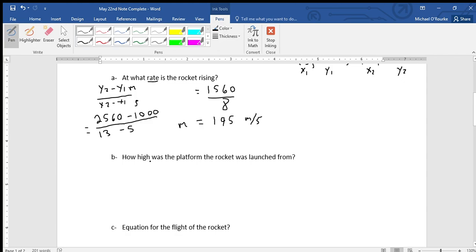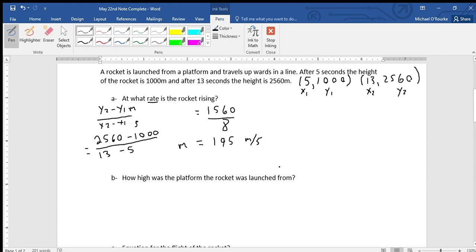Now the question: how high was the platform the rocket was launched from? Well, that is our B. Because if you consider the rocket being launched from a platform, it's going to look like this. This here is our y-intercept.